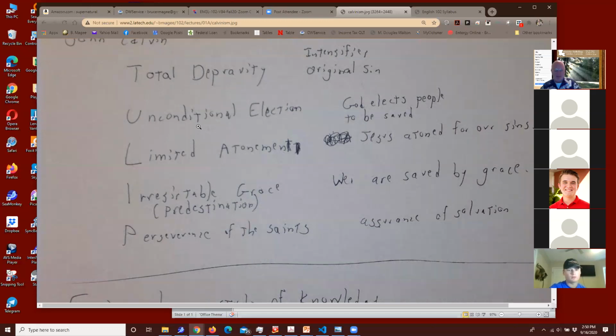Okay, irresistible grace. This is part of predestination. In general Christianity, we believe we're saved by grace. In Calvinism, it's irresistible. So most Christians believe you can say no to God. The Calvinists believe God makes you an offer you can't refuse. You can't say no to him.